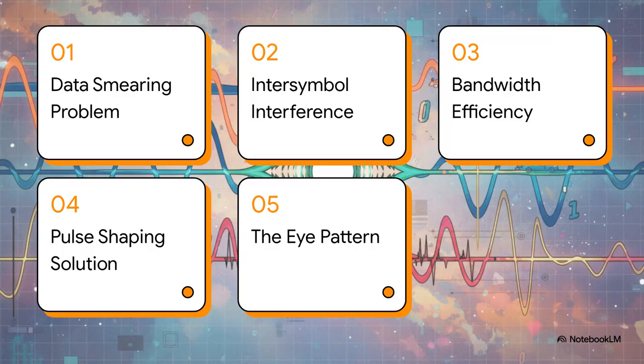So, here's how we're going to tackle this. First, we're going to dig into this whole data smearing problem. Then, we'll give a name to the bad guy in this story. After that, we'll talk about the rules of the road for data, the speed limits. And then comes the really cool part, the clever solution engineers came up with. And finally, we'll look at the awesome way they can actually see if it's all working.